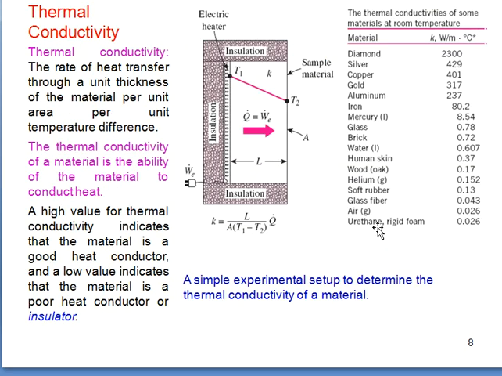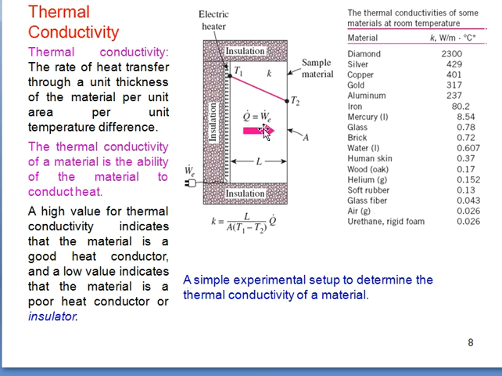Thermal conductivity is also defined as the rate of heat transfer through unit thickness of the material per unit area per unit temperature difference. Already we know that the thermal conductivity of a material is the ability of the material to conduct heat. A higher value of thermal conductivity means the material is a good heat conductor. A lower value means the material is a poor conductor of heat.